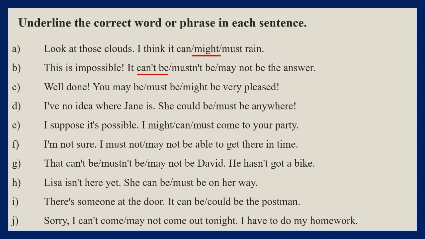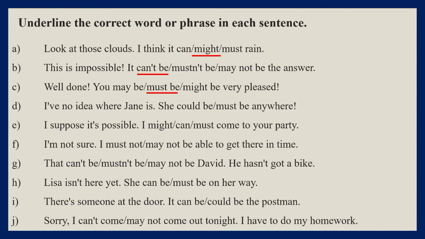It can't be the answer, because may not is probability and mustn't be is prohibition, so the only option we have is can't. C. Well done. You must be very pleased. This is a form of deduction. We are seeing some evidence of some person being happy, and then we make a deduction based on that. A positive deduction, we use must.